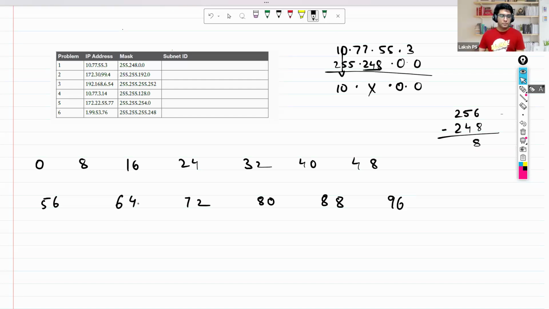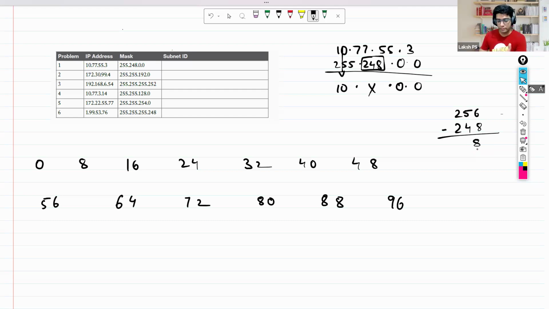All right. So we have these numbers. Now you may ask, till what should I keep on writing the multiples of 8? Here I have written from 0 to 96. These are the multiples of 8. And how did we calculate the multiples of 8? By subtracting this number from 256, we got that value. We are writing the multiples of 8.